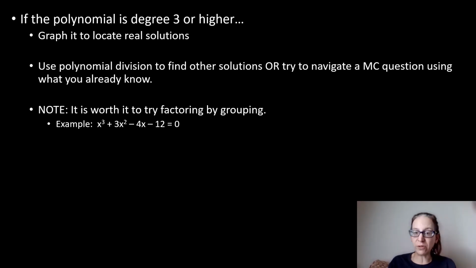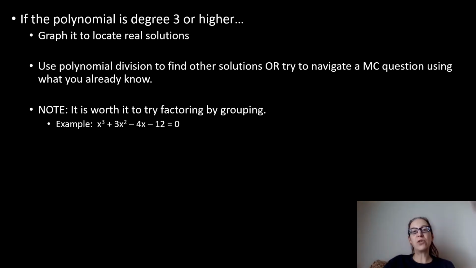find other solutions. So that's similar to what we did maybe 4 lessons ago, when we were doing the sum and difference of cubes. We graphed it to find the linear root, and then we used polynomial division to find the other part. And that's still a strategy that you can use now. So if you can find a real solution from the graph, you can turn it around to use polynomial division, or you can try to navigate a multiple choice question using what you already know.